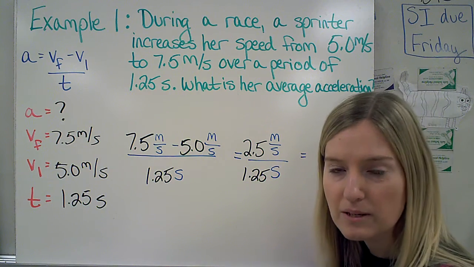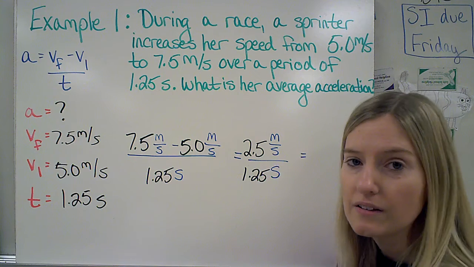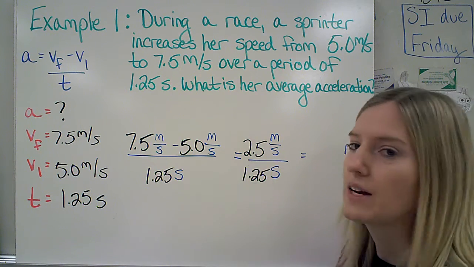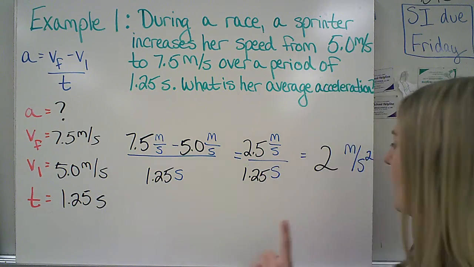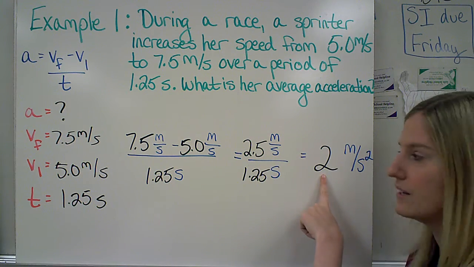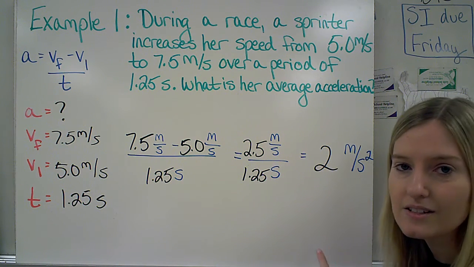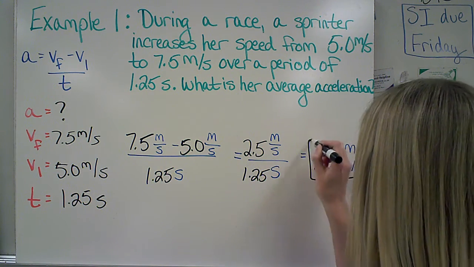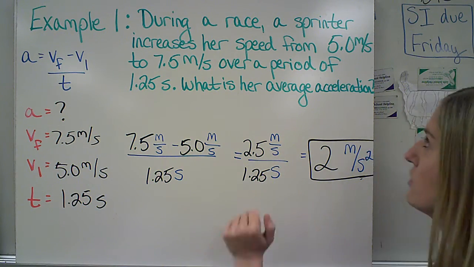And you're always going to be able to use a calculator on these, just like our velocity problems. But in our heads, we can do 2.5 divided by 1.25 to give us an answer of 2. And my unit is meters per second squared, since this is acceleration. And then I want to put it in a box so everyone knows that's my final answer. Let's try another one.